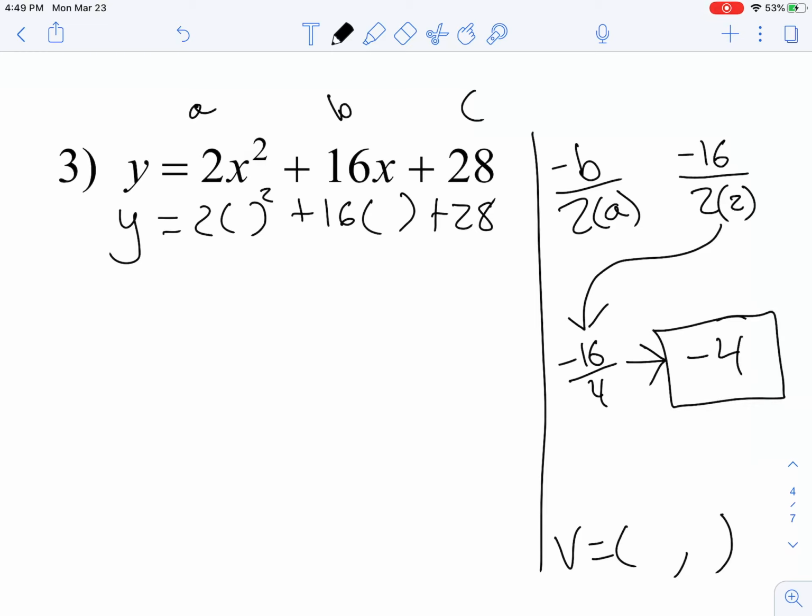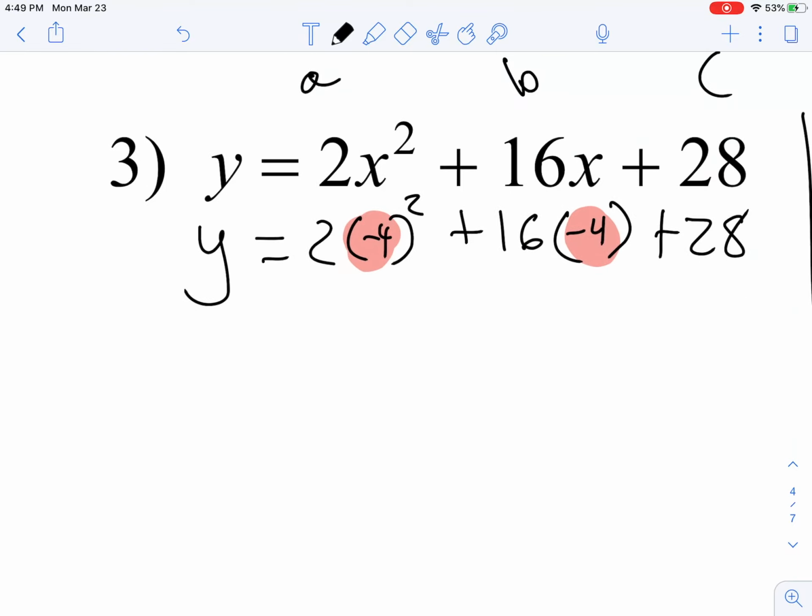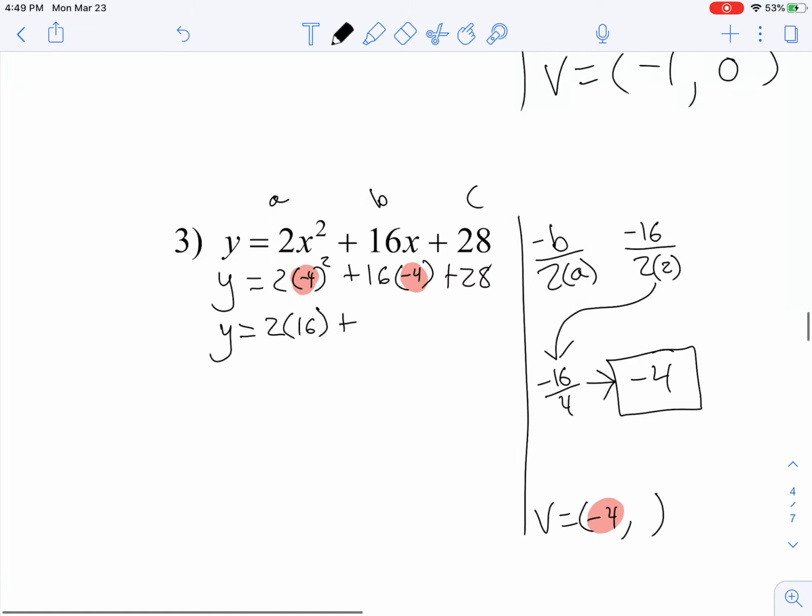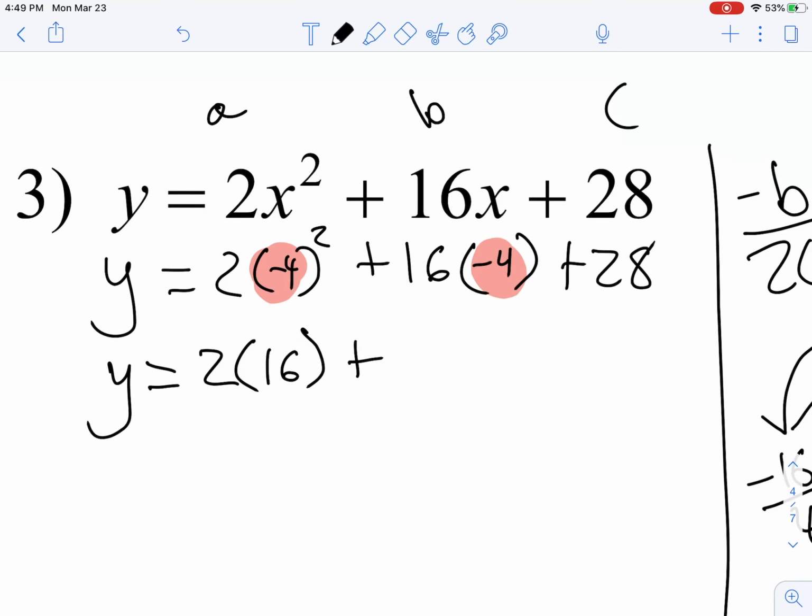When we work that out, we end up with a negative 4. We then take that negative 4 and plug it in and evaluate using our order of operations. We do exponents. Negative 4 times negative 4 is positive 16. And then we're going to do the multiplication step in just a moment.